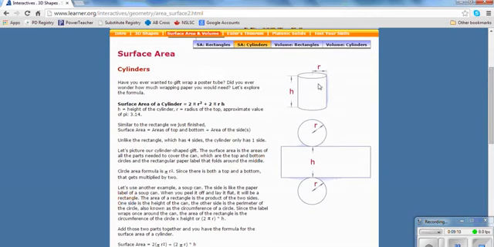So basically, if you think of a can and you rip the label off, you're going to get a rectangle. And if you cut the can open, at the top you would have a circle, and at the bottom you would have a circle. So when we're talking about a cylinder, we're talking about the area of 2 circles plus the area of a rectangle.